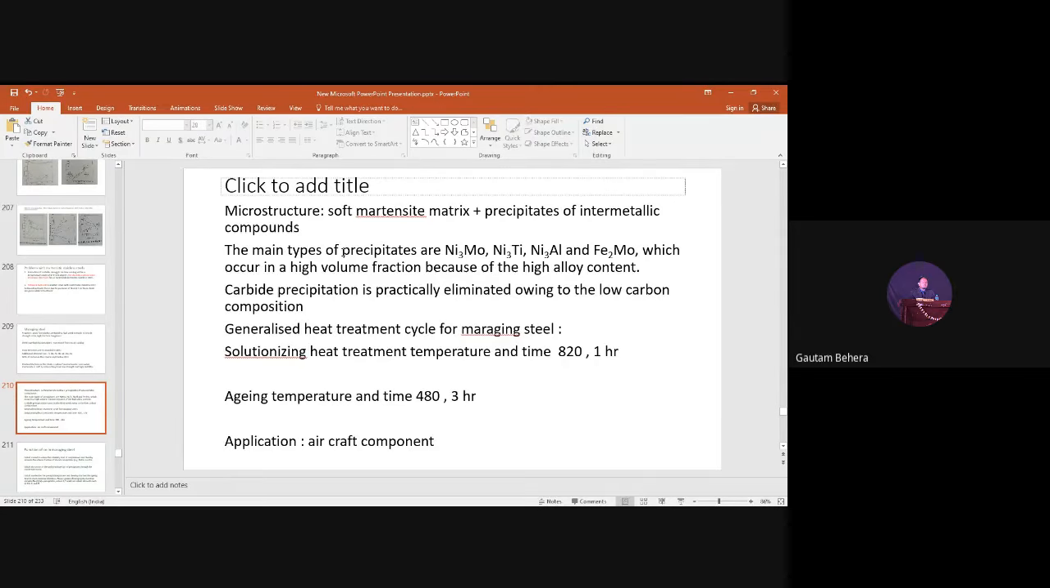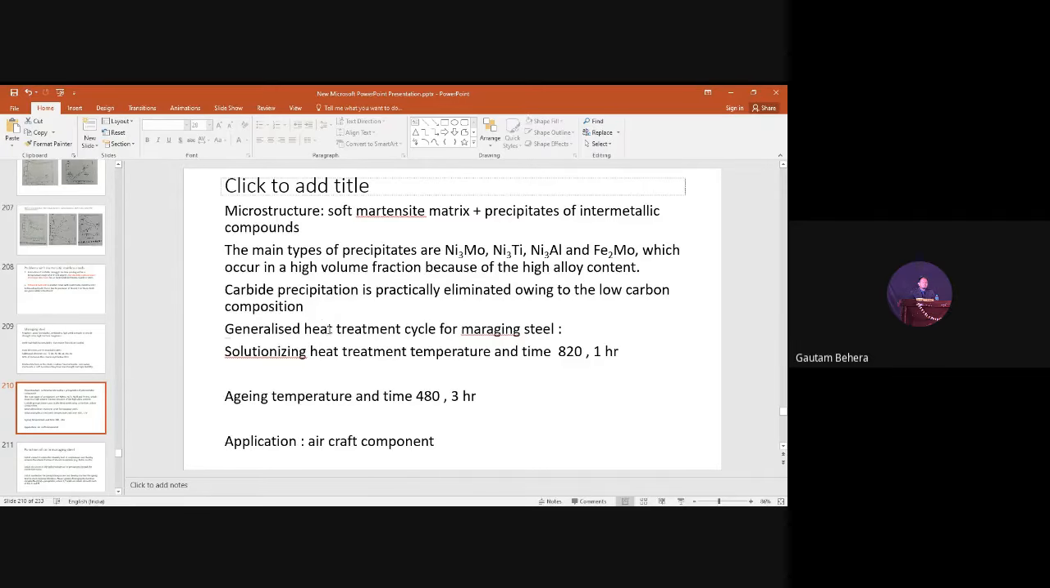Okay, what are the main types of precipitates we can have? Ni3Mo, Ni3Ti, because these are the alloying elements, they are forming intermetallic compounds between different elements. Ni3Mo, Ni3Ti, Ni3Al, Fe2Mo, which occur in a high volume fraction because of high alloying content. Carbide precipitation is suppressed. There will be no formation of carbides basically. Instead of carbide formation, we have intermetallic compounds, because carbon percentage is very low.